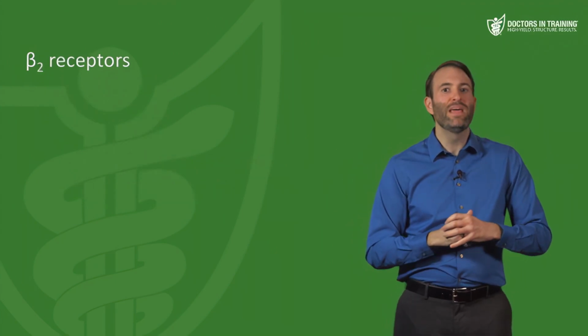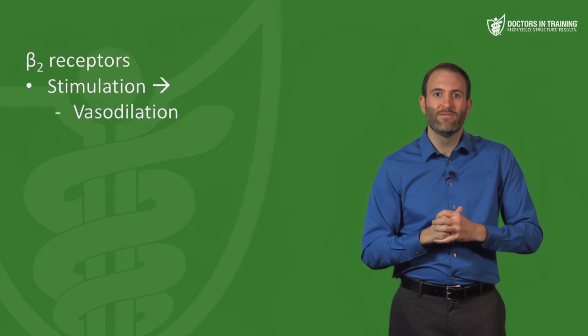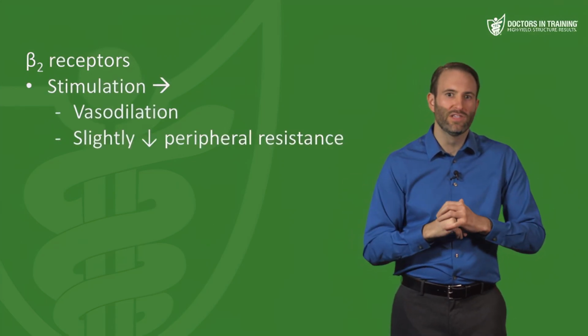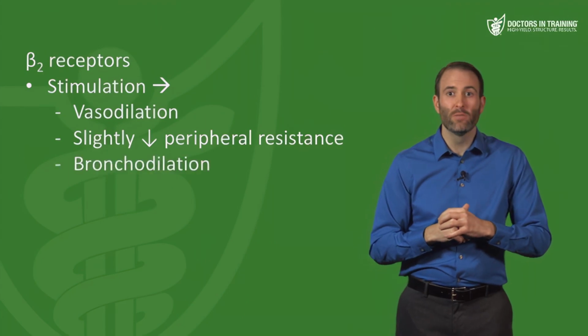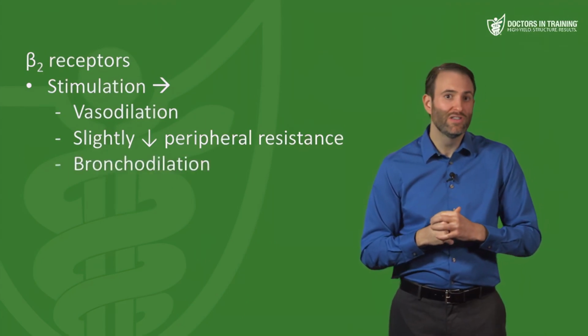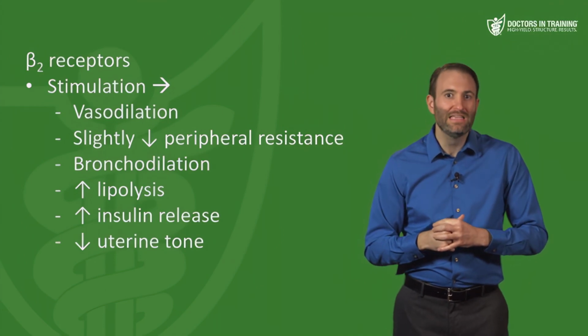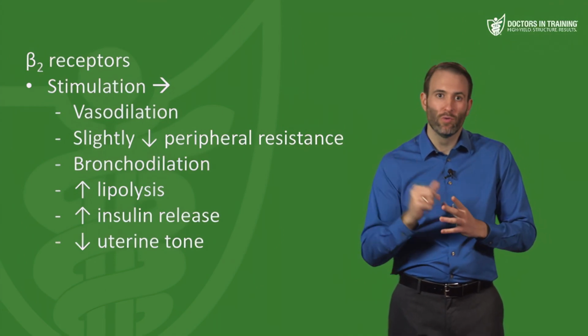And then finally, we have the beta 2 receptor. So that's going to cause vasodilation, which will lead to maybe just a slight decrease in peripheral resistance. More importantly, it's going to cause bronchodilation. You're also going to see increased lipolysis, increased insulin release, and decreased uterine tone, another important one.